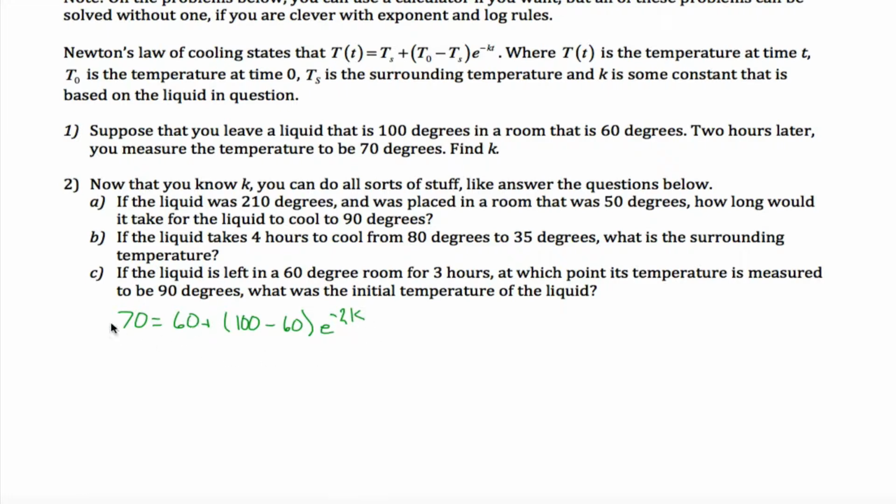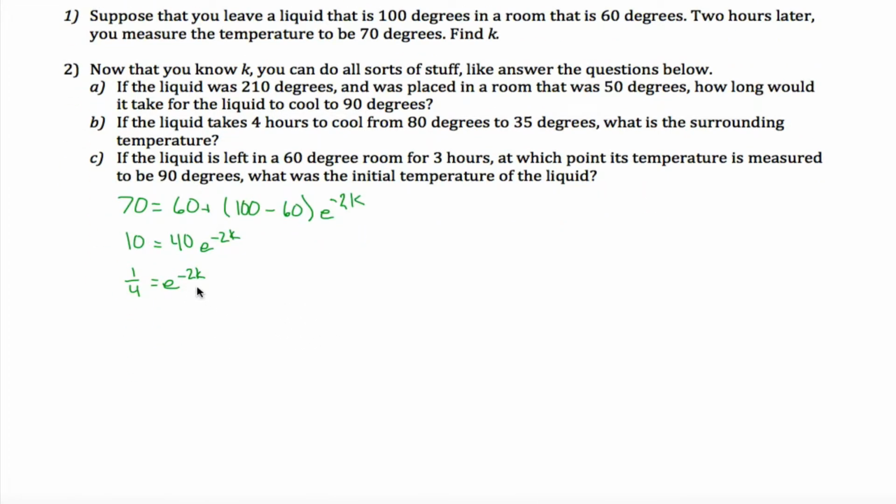I could do that and subtract 60 from both sides, and you get 10 equals 100 minus 60 is 40, e to the negative 2k. So divide both sides by 40 and you get that a quarter is equal to e to the negative 2k. So now you're trying to solve for k, maybe you think to take the natural log of both sides of the equation. So you get natural log of a quarter equals negative 2k. And to solve for k, we could divide both sides by negative 2.